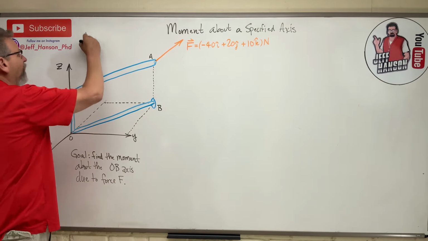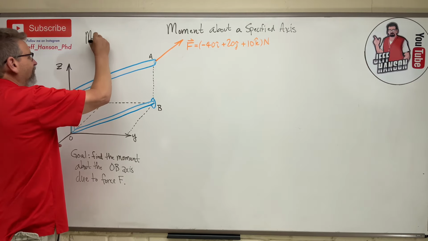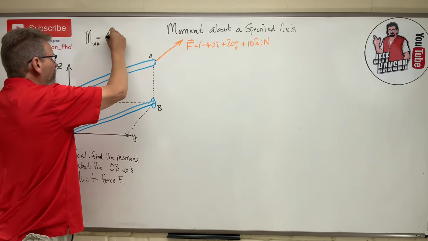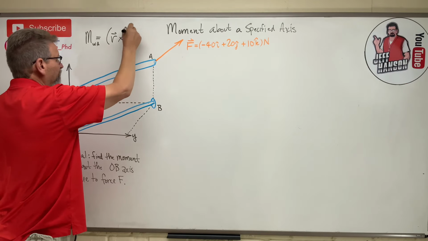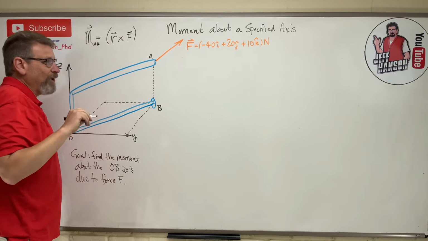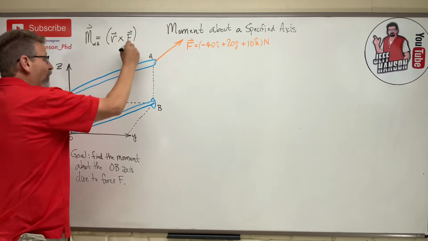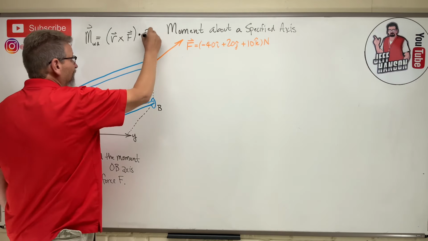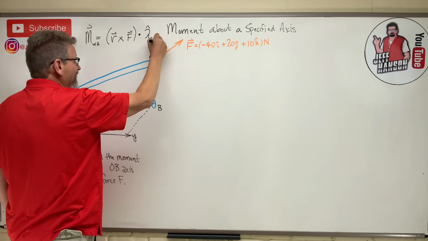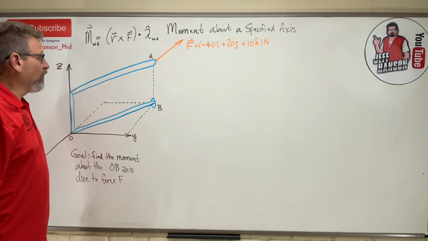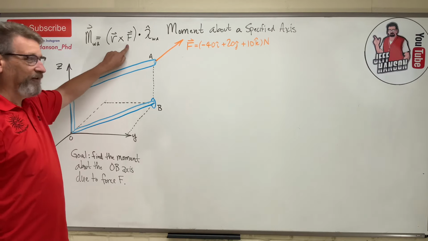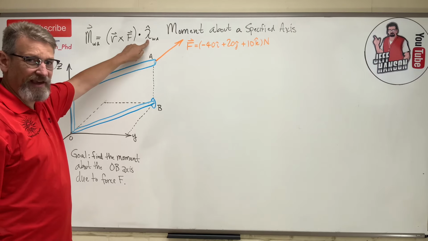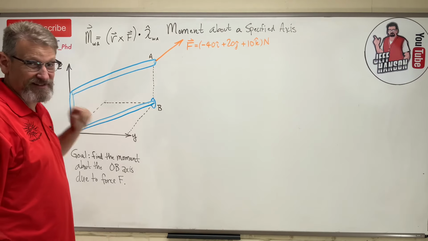So here we go. Moment about the wacky axis is equal to, new equation, you're not going to believe this, R cross F. Hey, we already knew that, but there's more. Dot, ooh, we have to remember how to do dot product, lambda hat, wacky axis. So what we do is find R cross F like normal, and then dot that with a lambda hat of that wacky axis, of that specified axis.